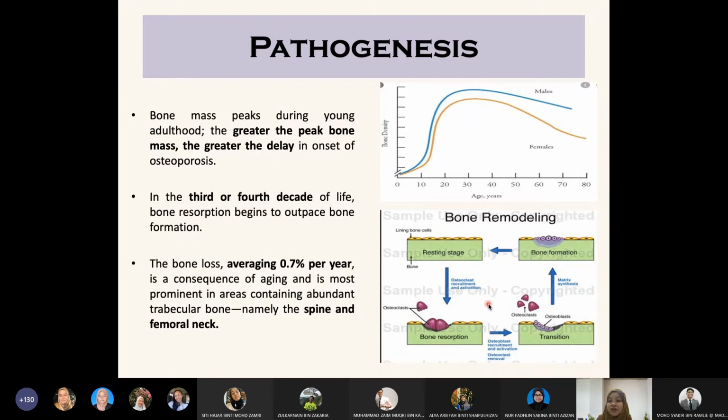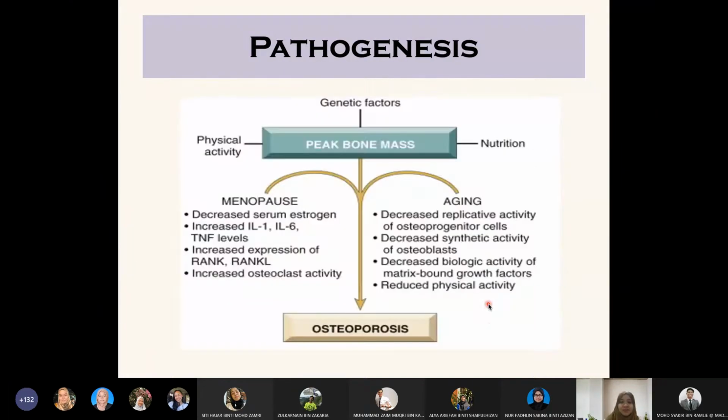The role of bone remodeling is actually to remove the mature bone and replace it with new bone. So this diagram is from your Robbins. It is very, very important. Okay, so you have to remember this.